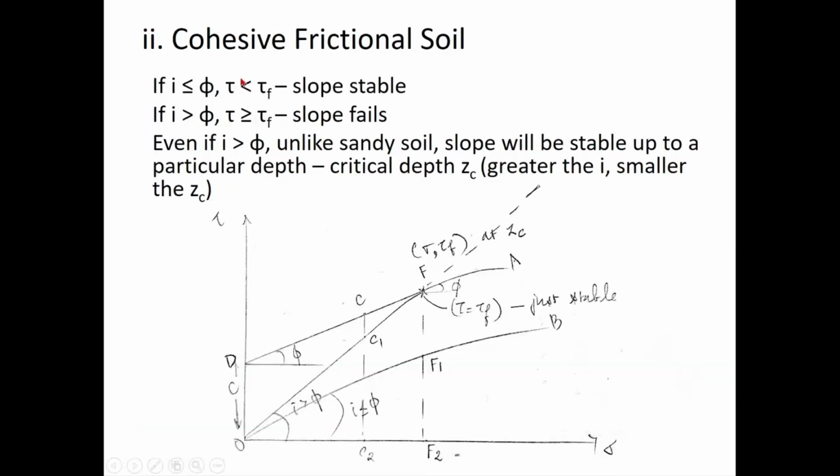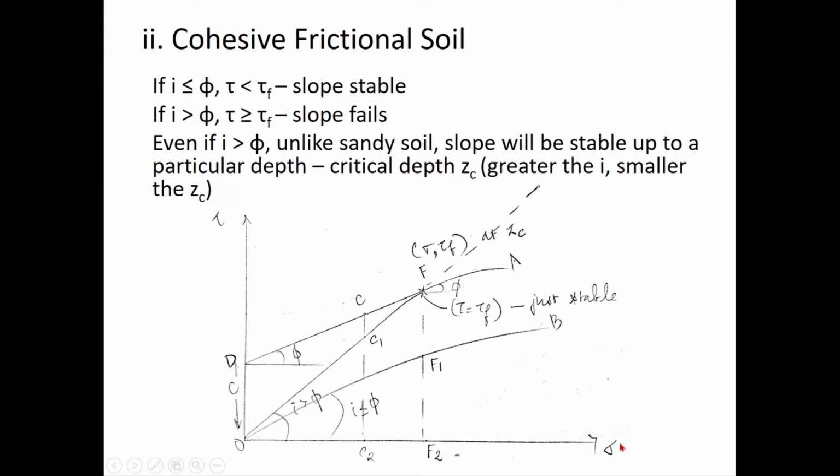If you are considering cohesive friction soils, or c-phi soils, right? C-phi soil, basically what you see in the site will most probably be a c-phi soil, which is a combination of c and phi. So you look at this figure, don't look at the whole figure at once. Look at this figure step by step as I explain.